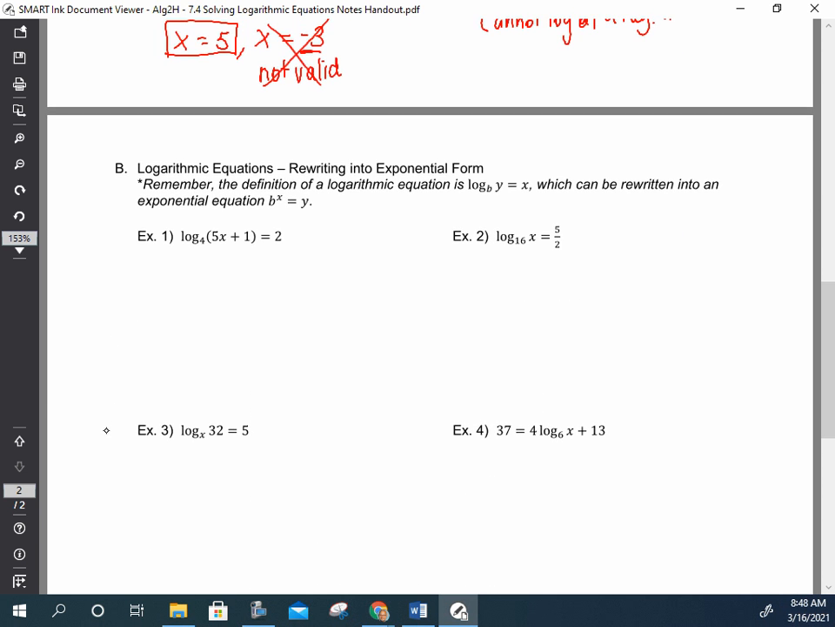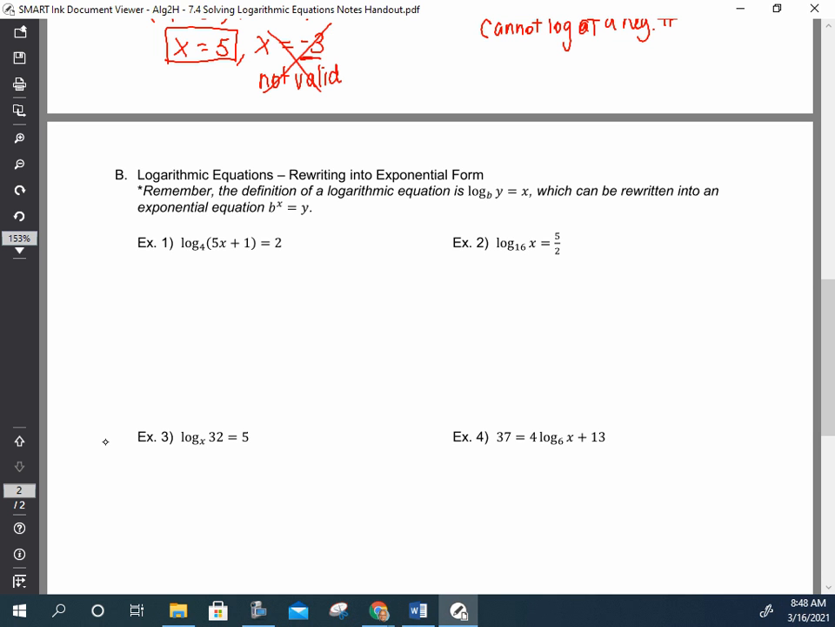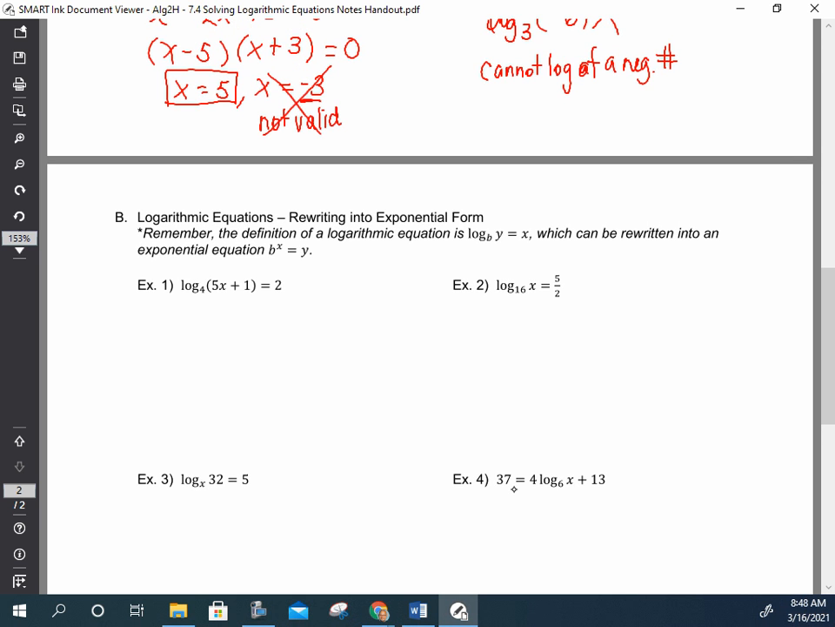All right. So the other type is when there's one log in the problem. So one log, we do the rewrite. That's when you are going to start with log base b of y equals x. You're going to start with something in this format. You're going to change it back to an exponential equation and then solve the problem from there.